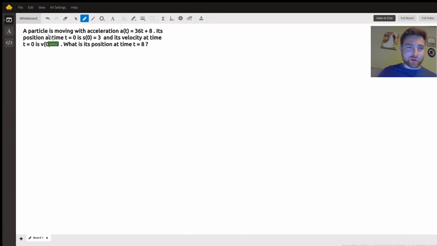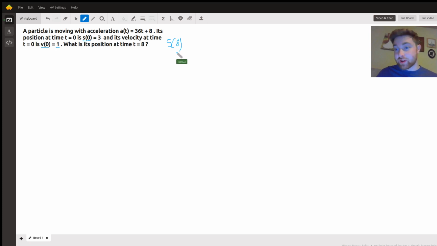So this one's about a particle. It gives us an acceleration formula, and it gives us initial conditions. That's what they're called. It says the position at time 0 equals 3. That's going to be important. And velocity at time 0 equals 1. And we're going to figure out the position at time 8. So it looks like we're looking for S at 8.